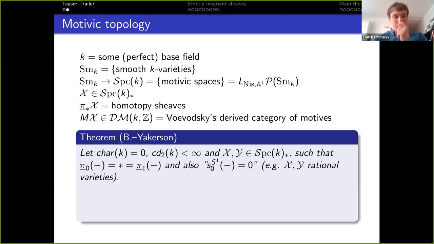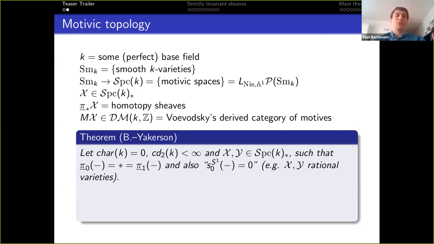And then what we want, of course, is some analog of this homology Whitehead theorem. And this is the thing which I proved together with Maria. So first of all, I will assume that the characteristic is zero. Things can be said in positive characteristic, but let's just state the easiest possible case.